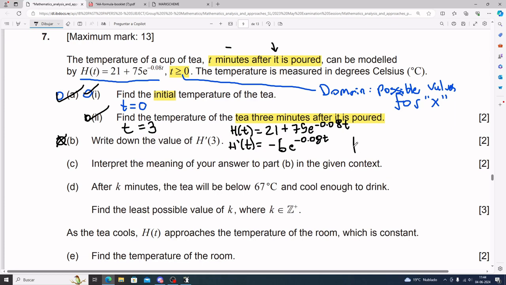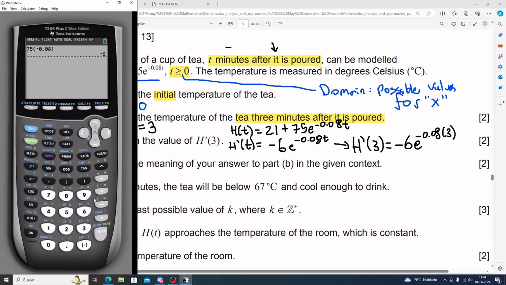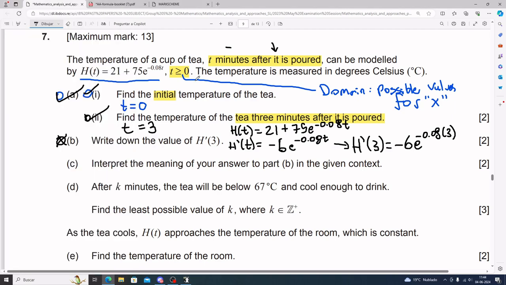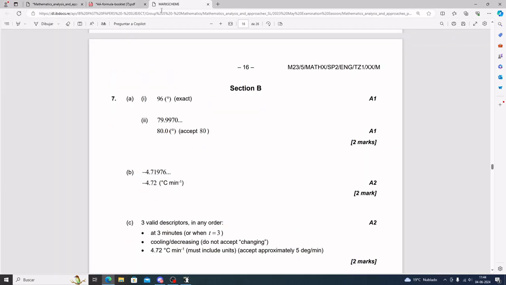And so writing down the value of h, of the derivative, sorry, when t is 3, is just going to be plugging in 3 over here. Plugging in 3, you end up with negative 6 times e to the power of negative 0.08 times 3. So let's go ahead and find out what that is. Negative 6 times e to the power of negative 0.08 times 3 gives negative 4.719. 4.719 looks good to me.